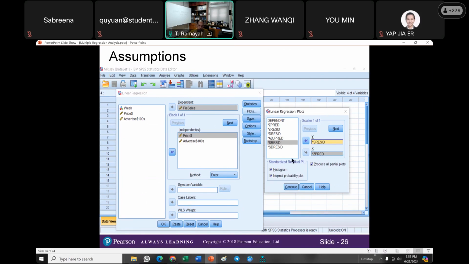And finally, we also need to assess an assumption called constant variance, or heteroscedasticity, homoscedasticity. Instead of that, the easier term to say is constant variance. So we will pick the studentized residual and put it under the Y, and we will put the standardized predicted as the independent variable. These are some of the things you need to click before you run the analysis.